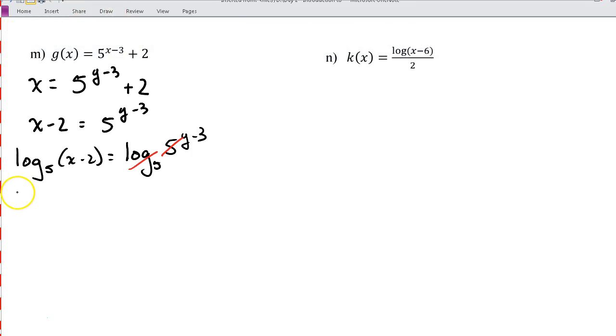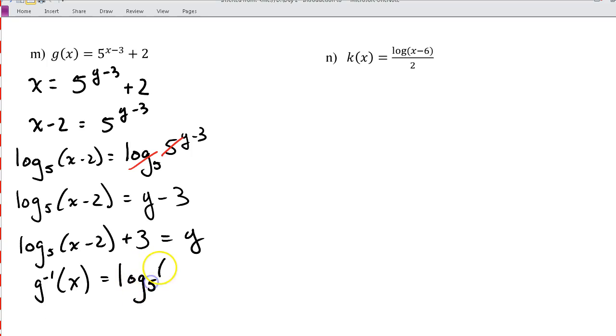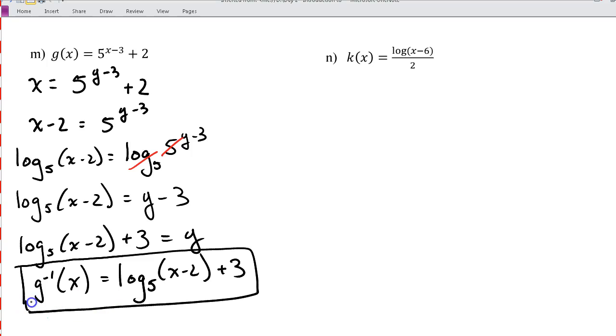So on the left, I have log base 5 of x minus 2. And on the right, I have just my exponent left, so that's y minus 3. I'm going to add 3 to both sides, so I have log base 5 of x minus 2, plus 3, is equal to y. And then finally I'm going to rewrite it in inverse notation, so g inverse of x is equal to the log base 5 of x minus 2, plus 3. Alright, and then just be careful when you're using bases here, make sure that's a subscript, so it's a little smaller and a little below the normal line.